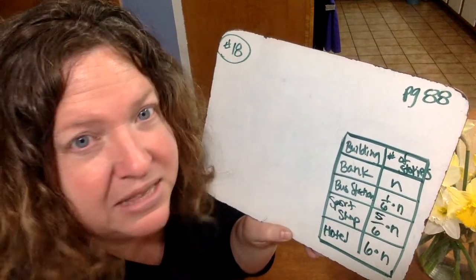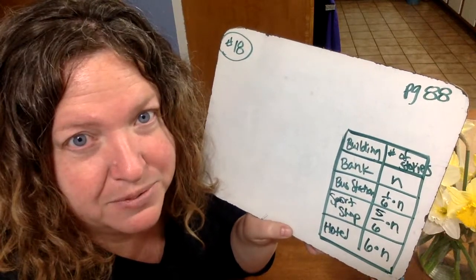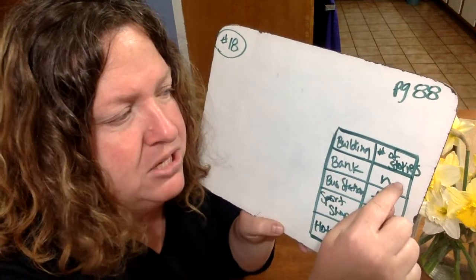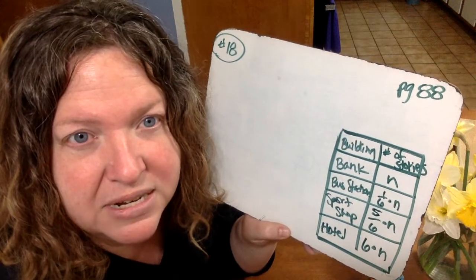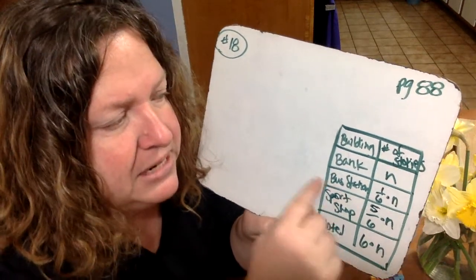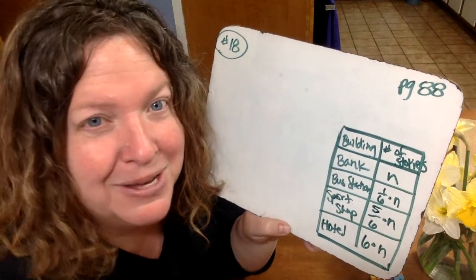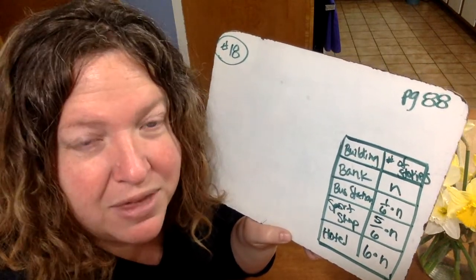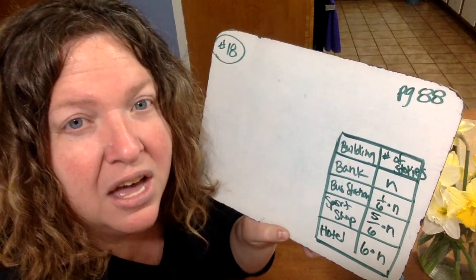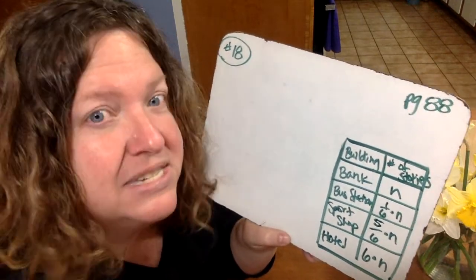Remember, we can use any letter at all. It doesn't matter which letter we use. So the bank is the mystery height, the number of stories, they're using N. The bus station is 1/6 times N. When we see that multiplication sign, we know that means 1/6 of a group of N, 1/6 of the group.